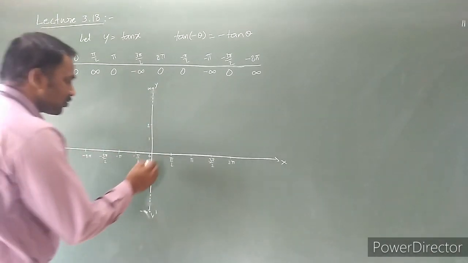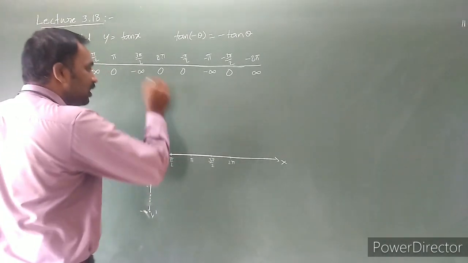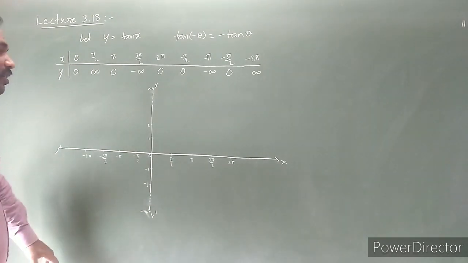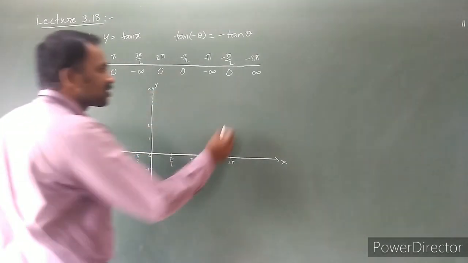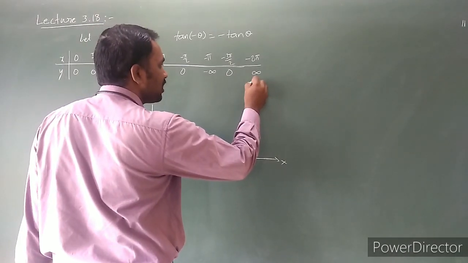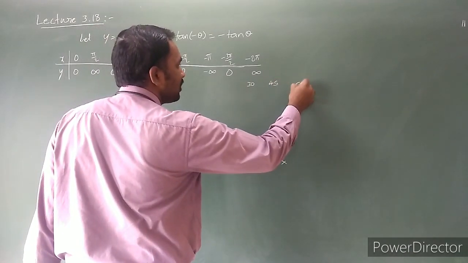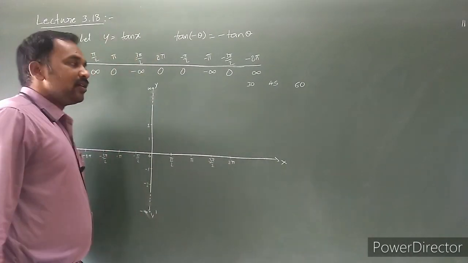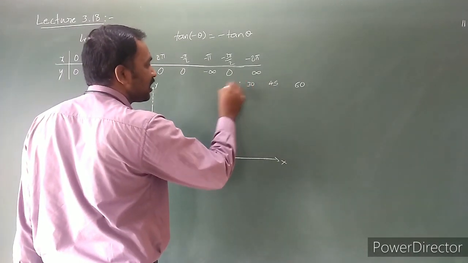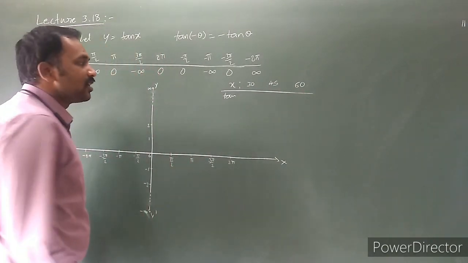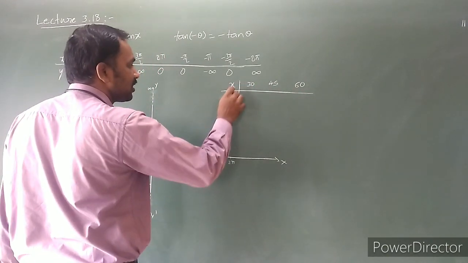Now, can I join these two points by a straight line or a curve? To come to know whether it is a straight line or a curve, let's take some angles. That is 30 degree, 45 degree, 60 degree. What is the tan of 30? Here the angle is there. Tan of 30, here I am just writing the y value.